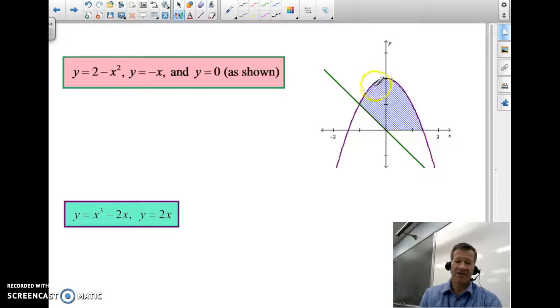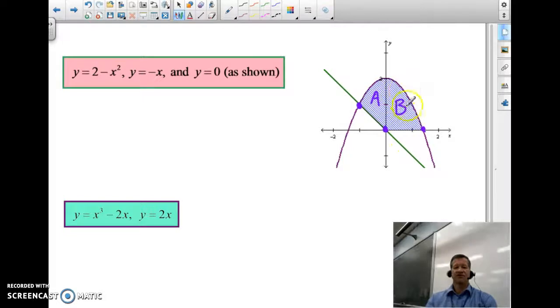We've got the parabola as a top boundary and the line as the lower boundary from here over to here. I'll call that region A. But then once I get to the y-axis, now the boundaries are different. The parabola is still the upper boundary, but the lower boundary is now the x-axis, or y equals 0. I'm going to call that region B.